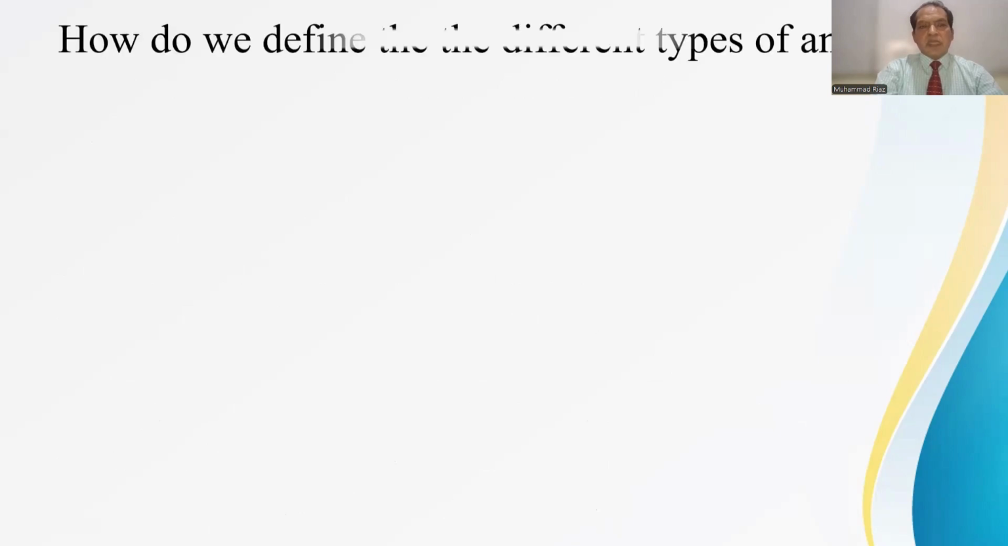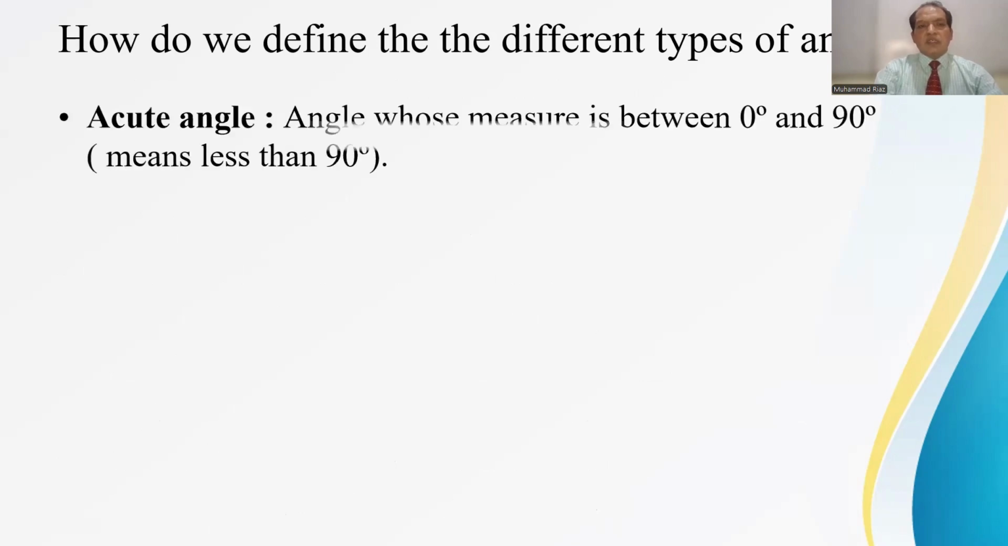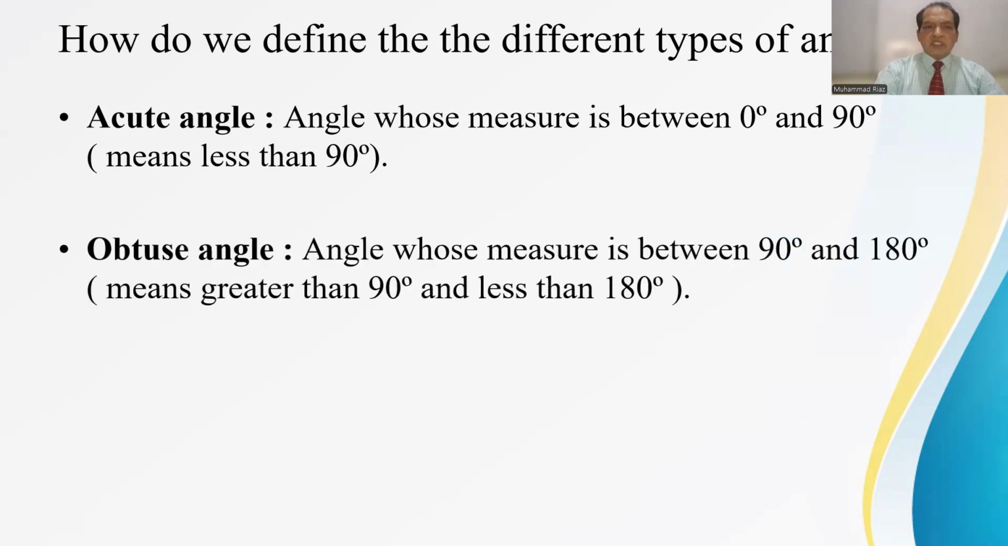Now students, how do we define the different types of angles? Some important angles are necessary for a right angle triangle. Acute angle: an angle whose measure is between 0 and 90 degrees. The second type is the obtuse angle, whose measure is between 90 and 180 degrees, meaning greater than 90 and less than 180 degrees.